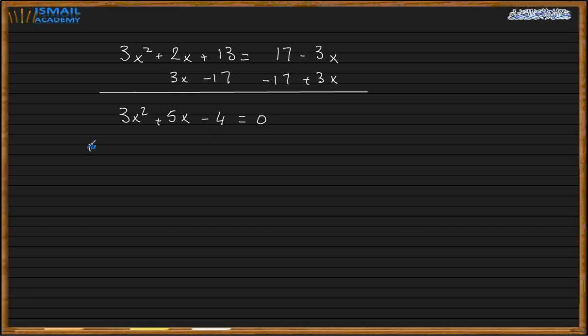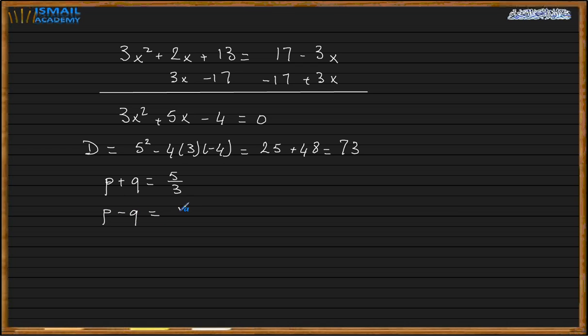Now I will take my discriminant to see what type of method I will choose. So here I will have 5² - 4 times 3 times (-4), which is 25 + 48, which is 73. So this is not a perfect square, so I'm going to use this method to factor. This method tells me that when you add p plus q, you should have 5 over 3, b over a, and when you subtract p and q, you should have the square root of the discriminant over a.